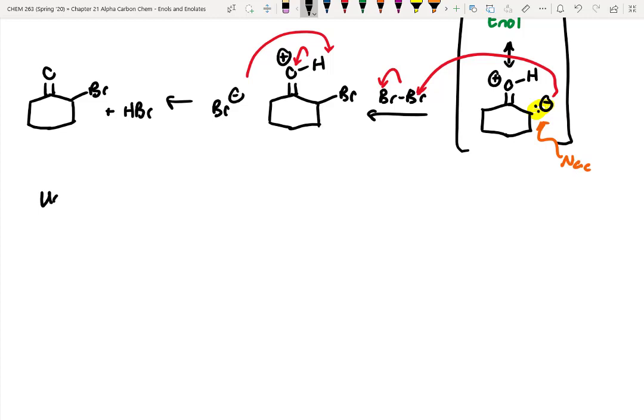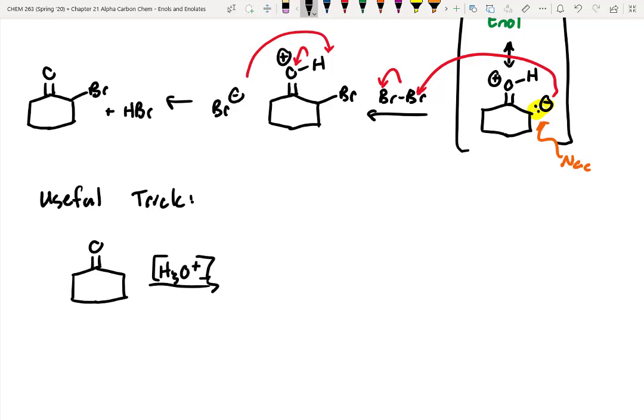All right, so it's a pretty useful reaction, and I'll show you why it's useful. So let's just write useful trick. Let's say we have cyclohexanone, and we treat it with these reaction conditions. So I'm just going to write H3O+ on top and Br2. This is a one-step reaction, meaning you can do it in one pot. And when we do this, we can get our bromine installed in the alpha position.